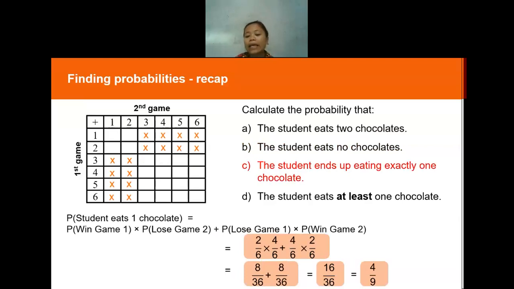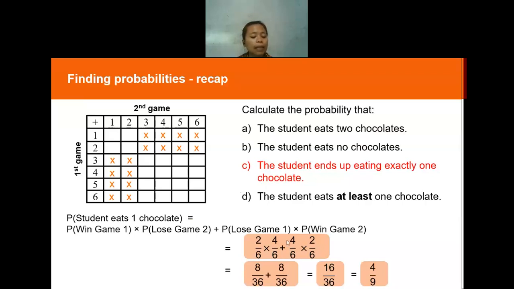Ending up eating exactly one chocolate. If it says exactly one chocolate, it can be at the first taking: the first card I will get a card that gives a chocolate and for the second one, no chocolate, or the first one no chocolate and the second one has chocolate. There are two possibilities, right? So that's why I do 2 per 6 for having a chocolate with no chocolate, or no chocolate with chocolate: 2 per 6 times 4 per 6 plus 4 per 6 times 2 per 6.